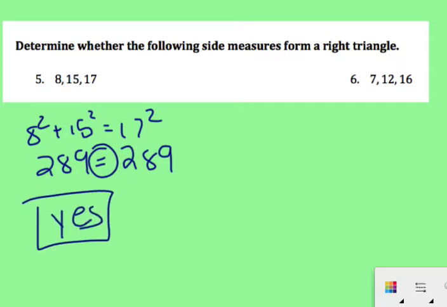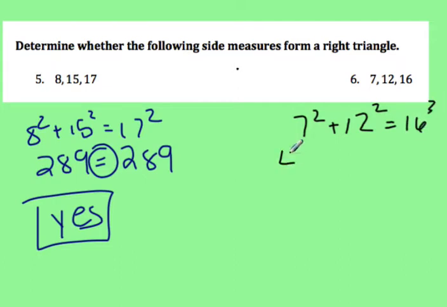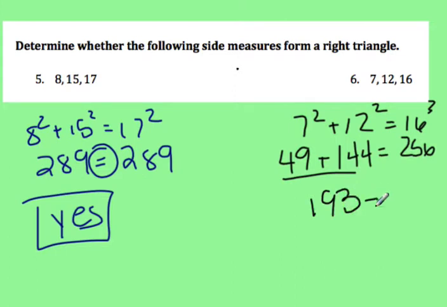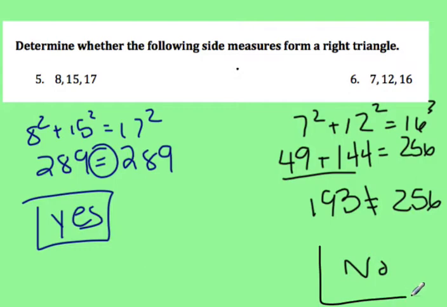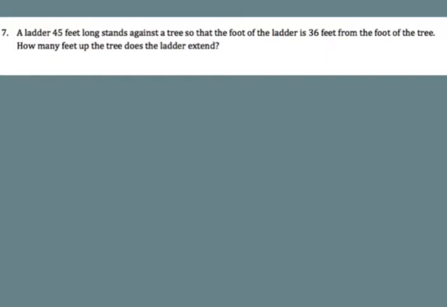Now let's take a look at number 6. For number 6, again, you're going to take the smaller two sides, square them, and set them equal to the larger side. So 7 squared is 49, plus 144 is equal to 256. Well, when you add those two together, you get 193, and that's not going to equal 256. So no, this is not a right triangle.